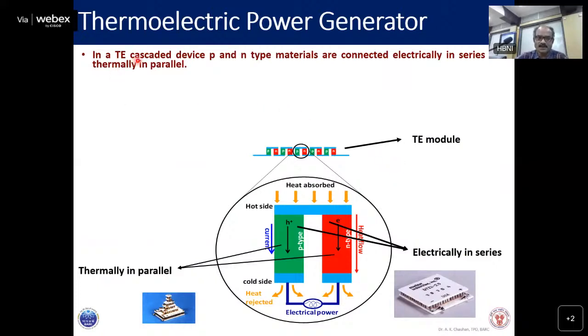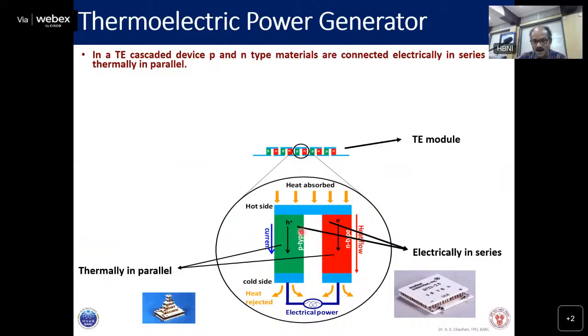So in a thermoelectric cascade device, those devices are called cascaded devices. You have several legs attached one to the other. So in cascaded devices, P and N type materials are connected electrically in series and thermally in parallel. See, this is N type material, this is P type material.